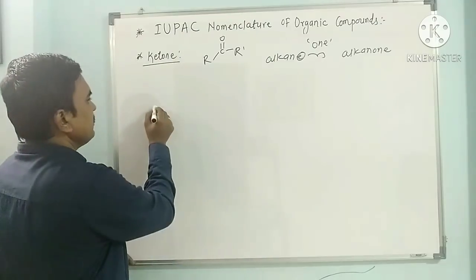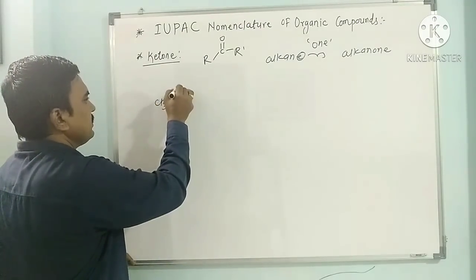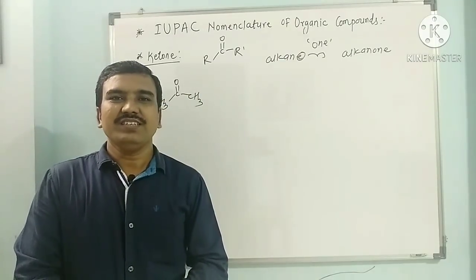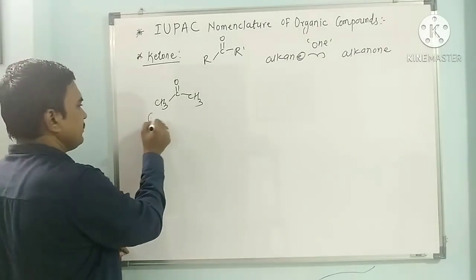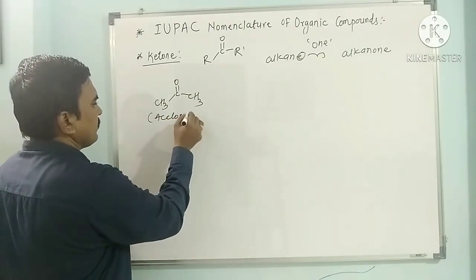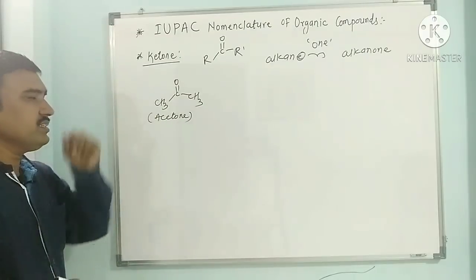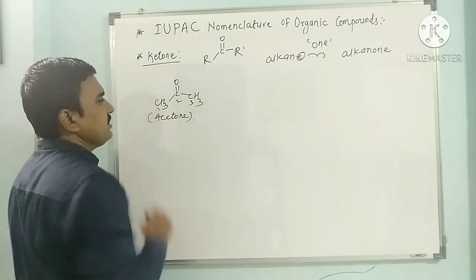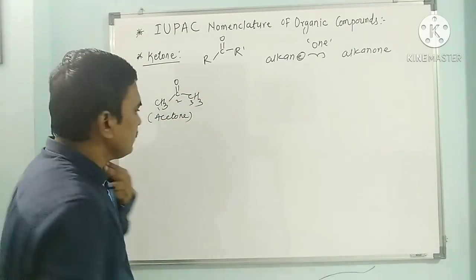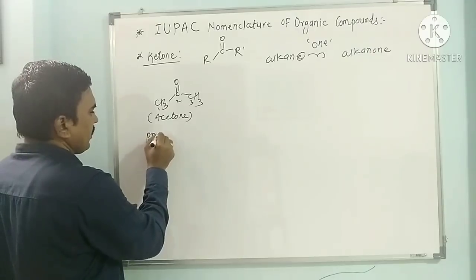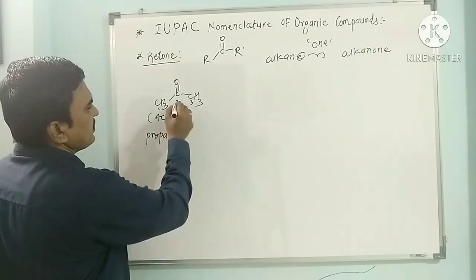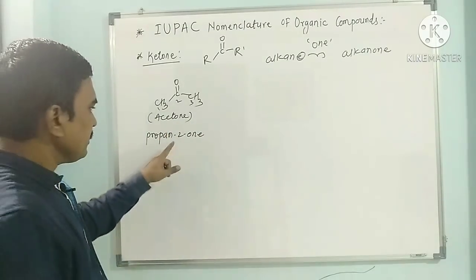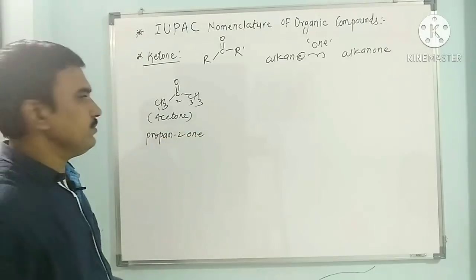Simplest ketone we have to see: CH3, C double bond O, CH3. What is the name of this compound? This is acetone, commonly called acetone. In this acetone, how many carbons are there? 1, 2, 3. 3 carbons are there, means it belongs to propane. So this is propane 2-one or 2-propanone. 2-propanone or propane 2-one.